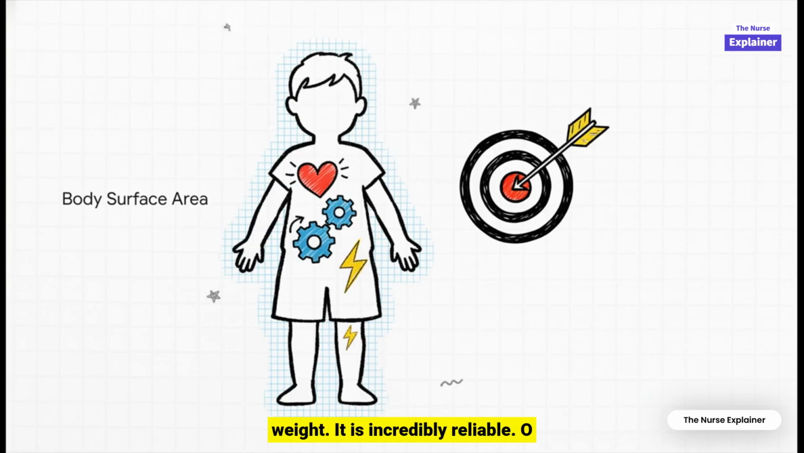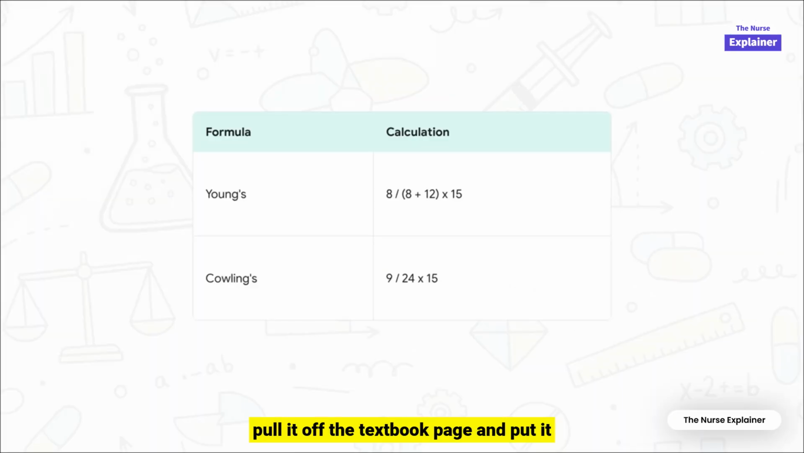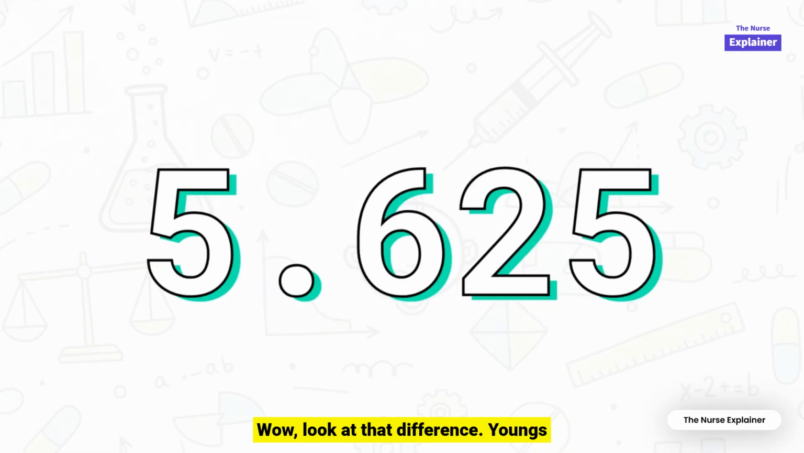It is incredibly reliable. So, Section 4, comparing formulas in practice. Let's take all this theory, pull it off the textbook page, and put it to the ultimate mathematical test. Say we have an 8-year-old child who needs a standard 15 milligram adult dose. Let's run that exact same scenario through both Young's and Cowling's age-based rules. For Young's, it's 8 over 20 times 15. For Cowling's, anticipating the 9th birthday, it's 9 over 24 times 15. Wow, look at that difference. Young's gives us exactly 6 milligrams, while Cowling's yields a more conservative 5.625 milligrams for the exact same kid.